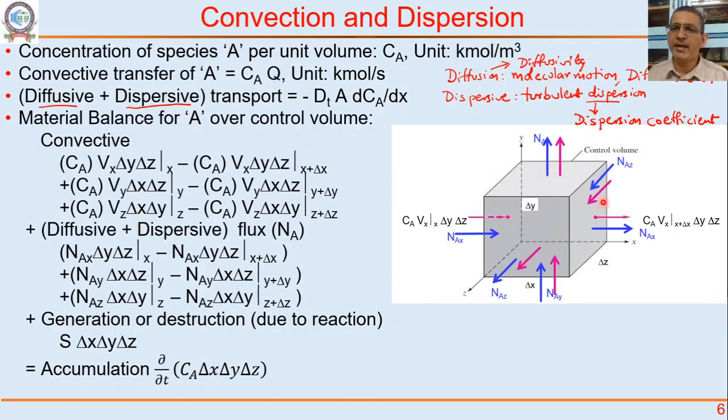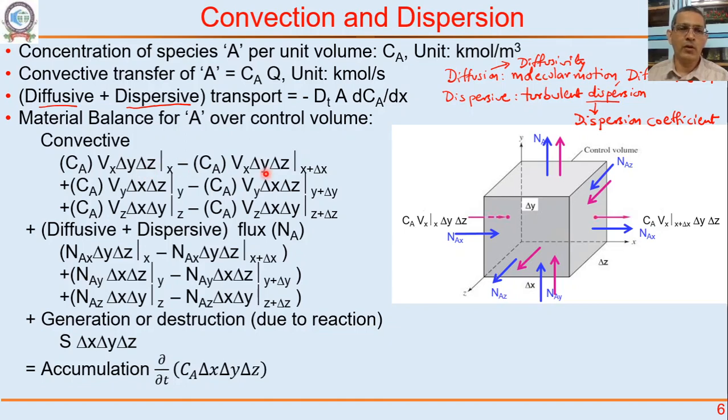Through the front face and the back face, this pink arrow is bringing A in because of convection in the z direction. The rate would be concentration of A multiplied by volumetric flow rate in the z direction, that is nothing but Vz multiplied by area perpendicular to the Vz, area of the back face, delta x, delta y. Same way, A leaving through the front face, Ca multiplied by Vz multiplied by delta x, delta y, this pink arrow. So this is the rate at which A comes in because of convection. This is the rate at which A leaves because of convection.